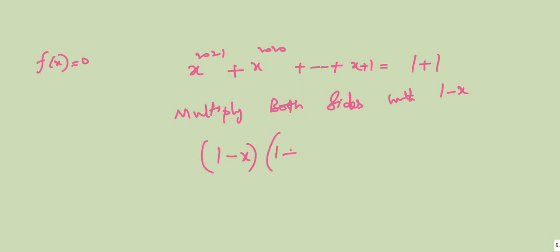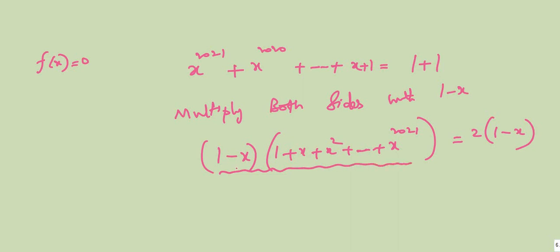So 1 minus x into 1 plus x square plus so on plus x power 2021 is equal to 2 times 1 minus x. You'll understand the reason why I am doing this. Now, this is a standard identity: when you multiply 1 minus x with 1 plus x plus so on till x power 2021, it is 1 minus x power 2022. And the right side is 2 minus 2x. Making it a polynomial, I get x power 2022 minus 2x plus 1 is equal to 0. And I'll call this g of x.